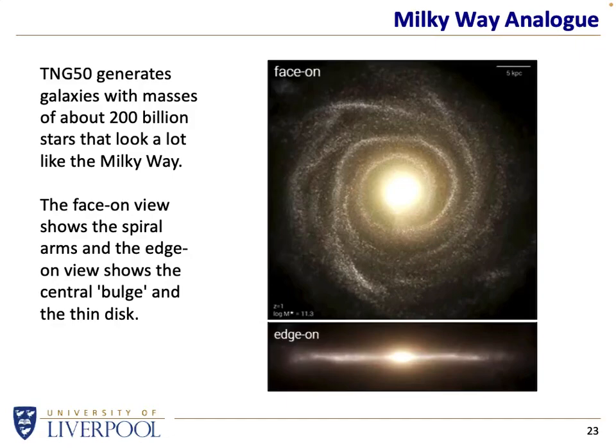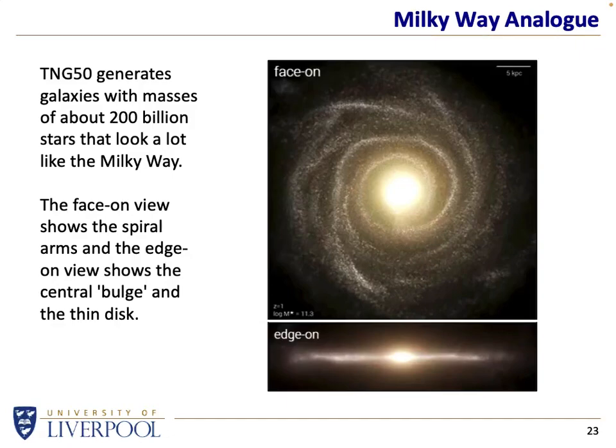And yes, TNG 50, looking at the biggest, the most detailed view of the universe, does seem to simulate lots of galaxies with a mass of roughly 200 billion times the mass of our sun, indicating that there's something like 200 billion stars in that galaxy. Yes, that's about the mass of our Milky Way, and it does look a little like that. As far as we can tell, that is pretty much exactly what our Milky Way looks like face on.